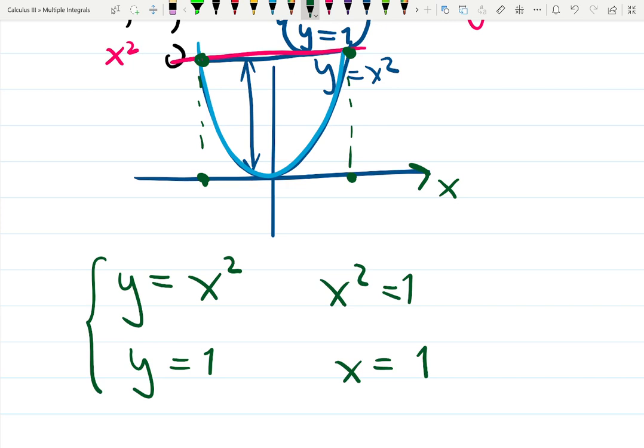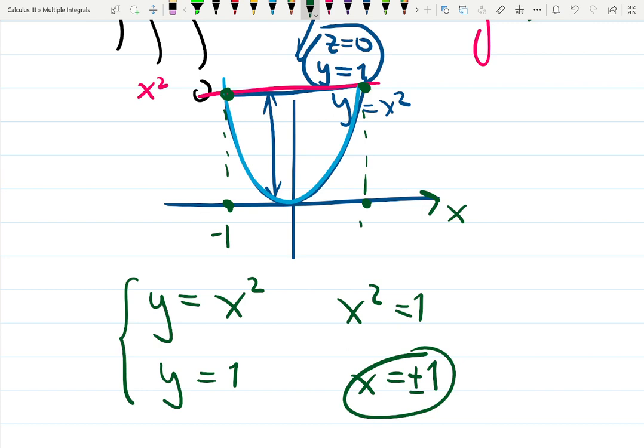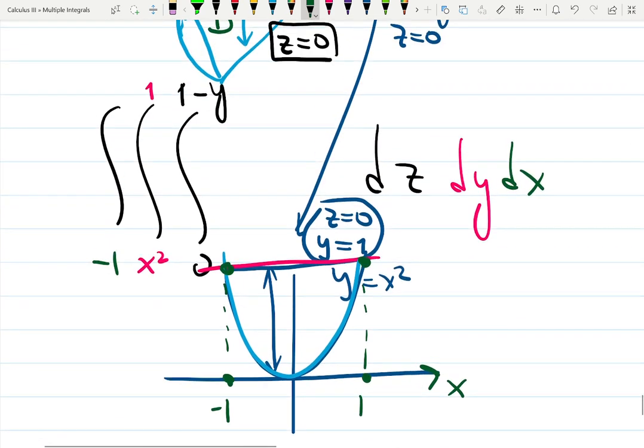Yes or no? No. Plus or minus. I'm kind of waiting for you to wake up. Plus or minus, from minus 1 to 1. And this is how you do a setup.